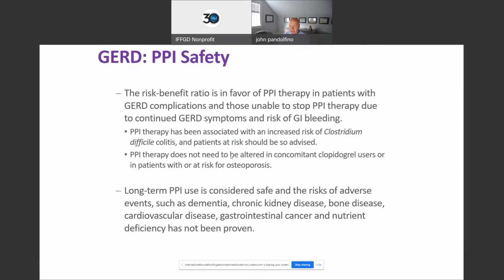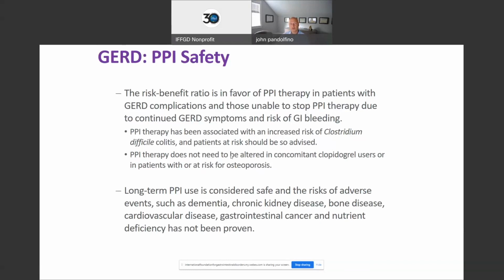PPI therapy does not need to be altered, though, in certain other indications, like people with osteoporosis or even people on some medications like clopidogrel. Once again, talk with your doctor. But in the end, long-term PPI use is considered safe, and the risks of these adverse events that are theoretical in nature and really only found in retrospective, poorly done studies, such as dementia, chronic kidney disease, bone disease, cardiovascular disease, gastrointestinal cancer, and nutrient deficiencies, have really not been proven.